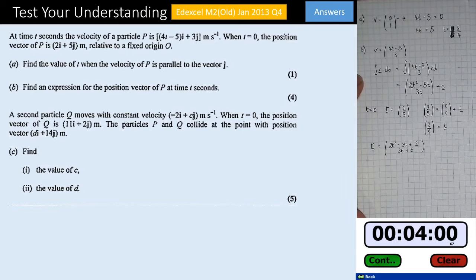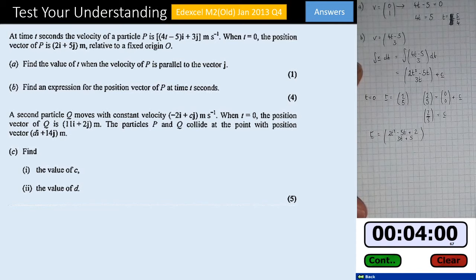Now, we're going to potentially need that for our second part, which is talking about a second particle. And we've got the position vector, and we've got another constant velocity vector, and the particles p and q collide at the point where the position vector is this. We want to find the value of c and the value of d, and we have 4 minutes left to go. Here we are.